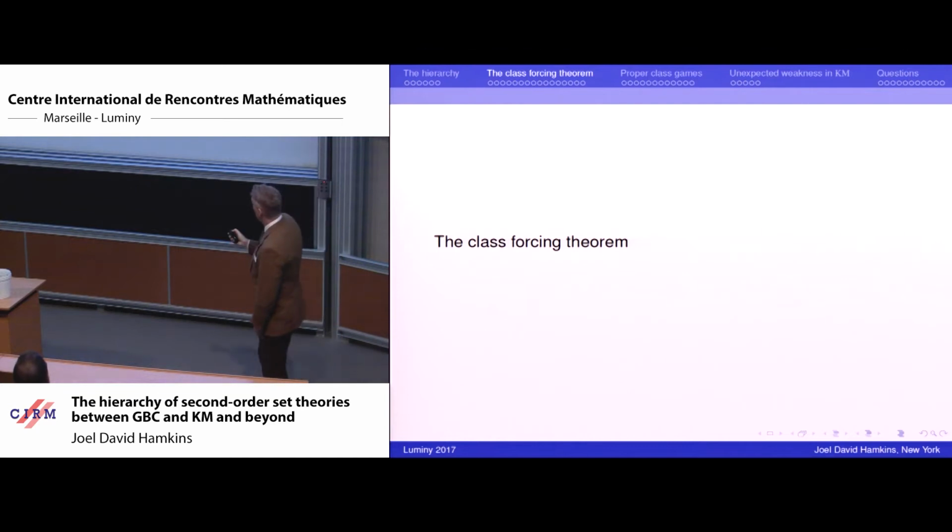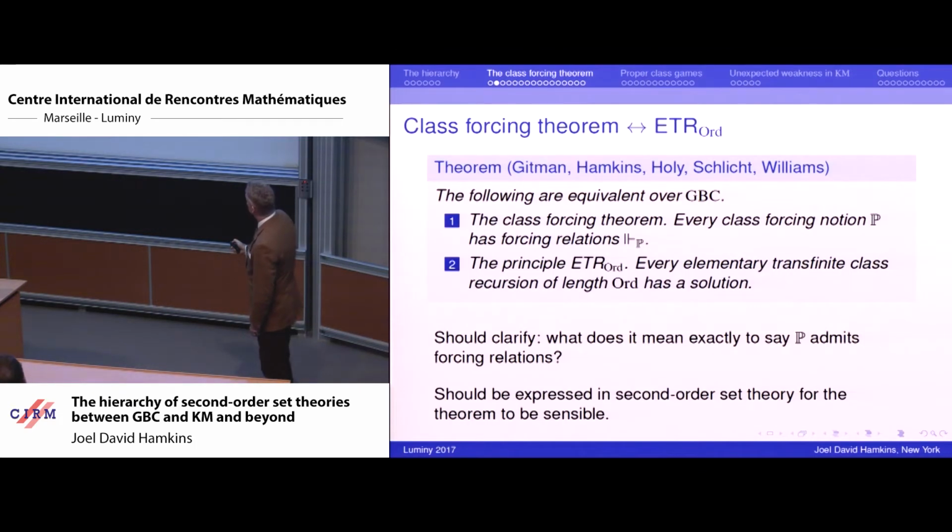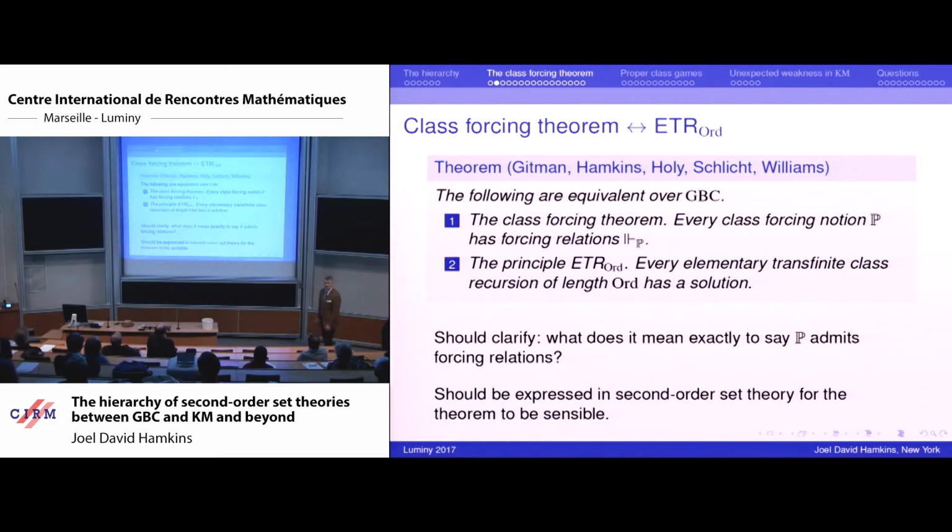Okay, so let me tell you now about the first instance of this kind of reversal of the class forcing theorem. So consider a class forcing notion P, a separative partial order. Perhaps it has a forcing relation. We're interested in the assertion that every such class forcing notion has a forcing relation. And the goal is to analyze the strength of the class forcing theorem. What is the reverse mathematical strength of that assertion? And the answer, this is a collaboration between Bonn and New York: the class forcing theorem is exactly equivalent to the principle ETR Ord over the base theory GBC.